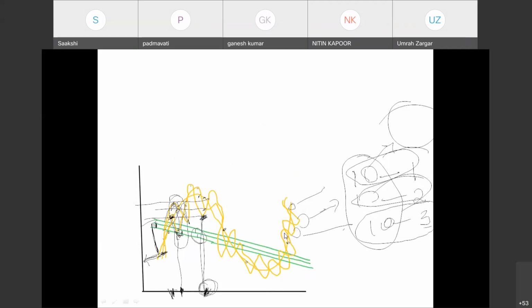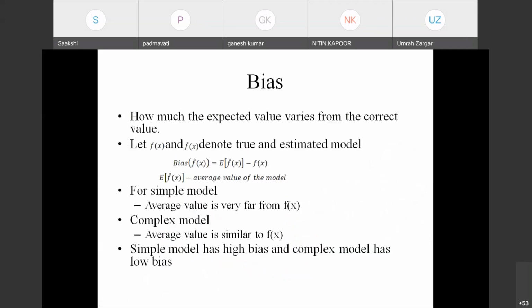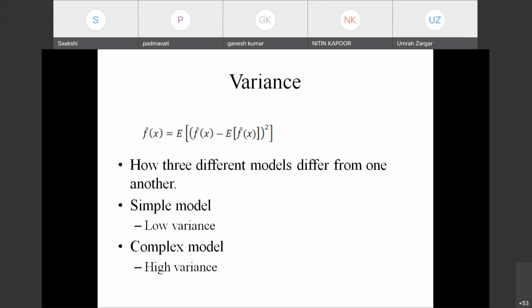Whereas here, if you take the average, you may get some kind of average, but when you compute the variance, for the same data point, one curve is going high, the other is giving a low value, and the third one is moderate. Similarly over here, one is giving high, the other low, and so on. So the variance of these three is very high. That is, the variance of the complex model is very high.